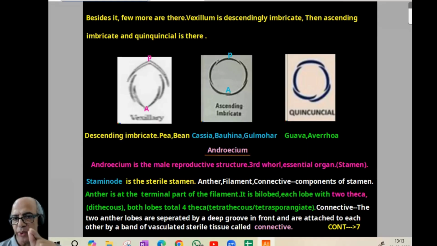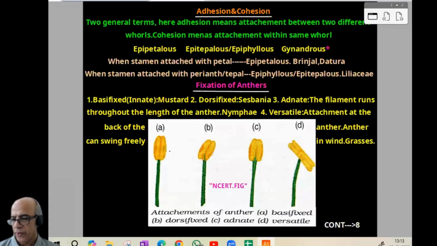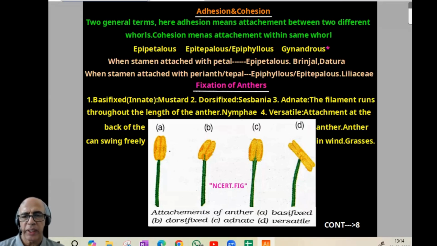Next term is important: sterile tissue called connective. I think the page is clear. Androecium, we have to discuss a little bit more. Now, adhesion and cohesion. So these are the anther lobes. When we come to adhesion and cohesion, what is meant by the term adhesion in general?